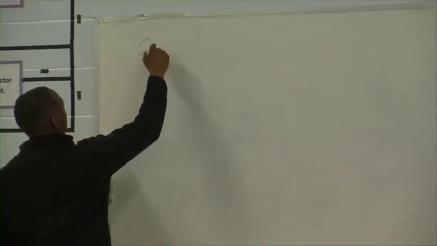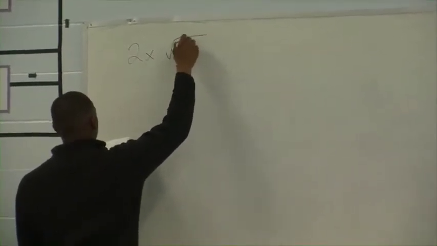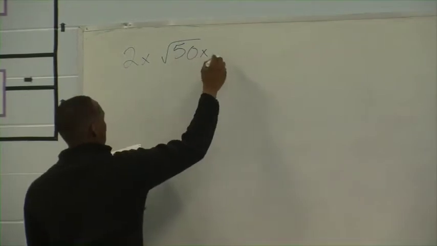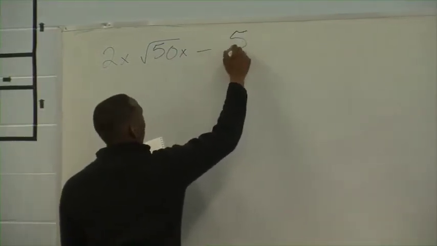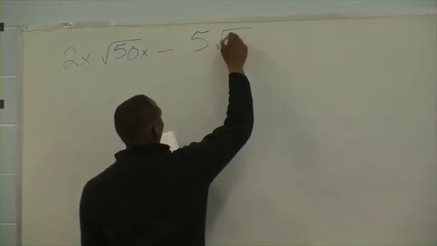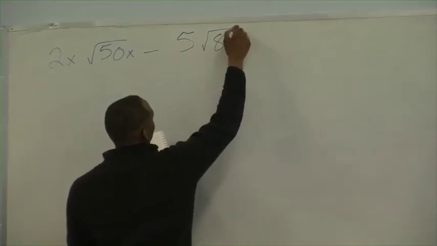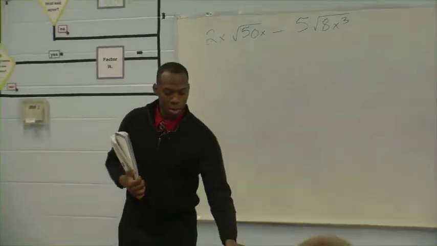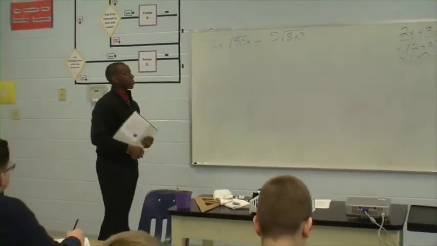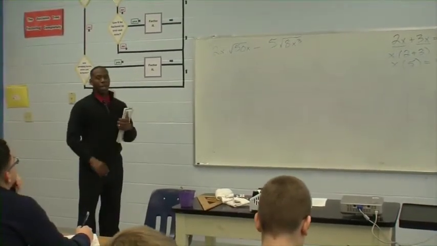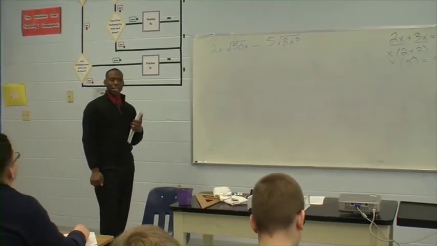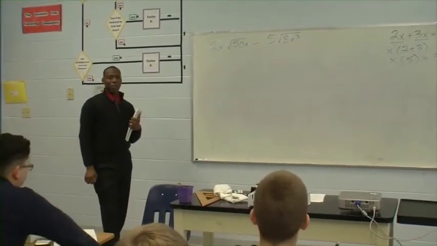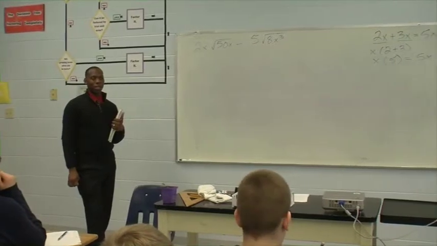2x times the square root of 50x minus 5 times the square root of 8x cubed. And again, this needs to be simplified. Is there someone willing to come and show us your work on the board for this?